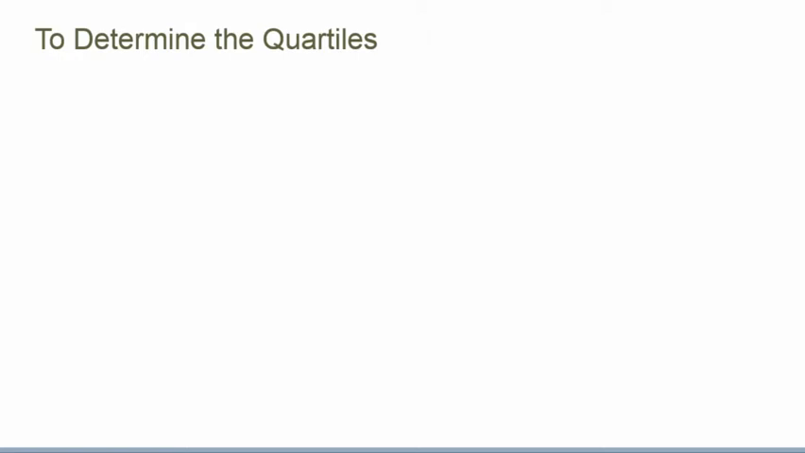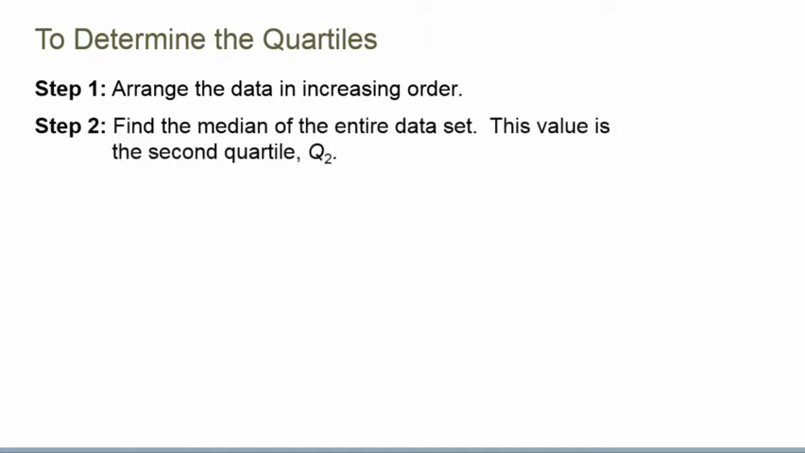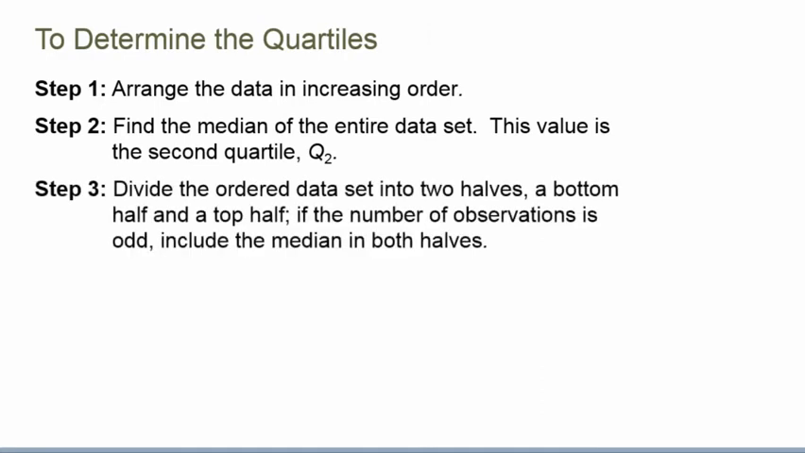To determine the quartiles, Step 1. Arrange the data in increasing order. Step 2. Find the median of the entire data set. This value is the second quartile, Q2. Step 3. Divide the ordered data set into 2 halves, a bottom half and a top half. If the number of observations is odd, include the median in both halves.